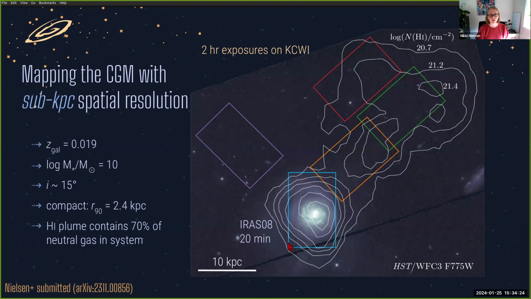But with these observations, we did our inner DUVET pointing. That's this one right here, where we only spent 20 minutes on the galaxy. And then we did 3 pointings on this H1 plume that were 2-hour exposures each. And then we have a 4th or a 5th pointing that is off of that H1 plume, to be used as more of a control field to see if there's any azimuthal variation around this galaxy.